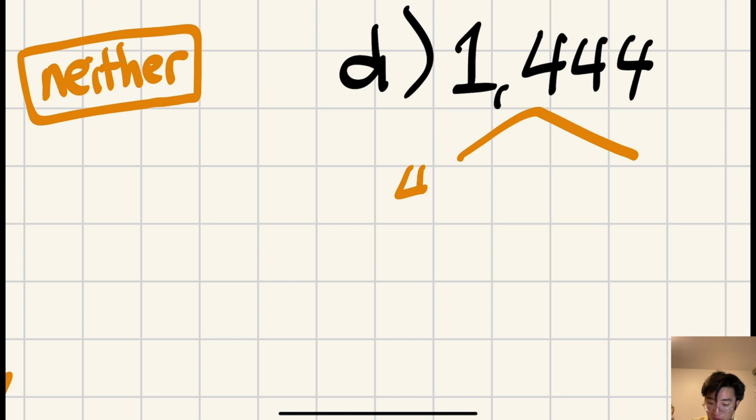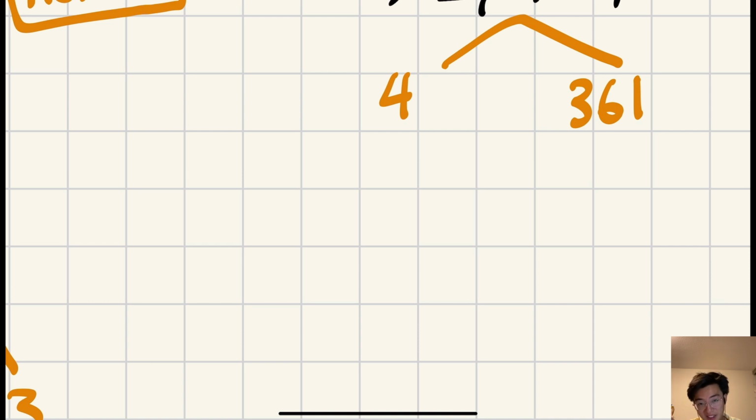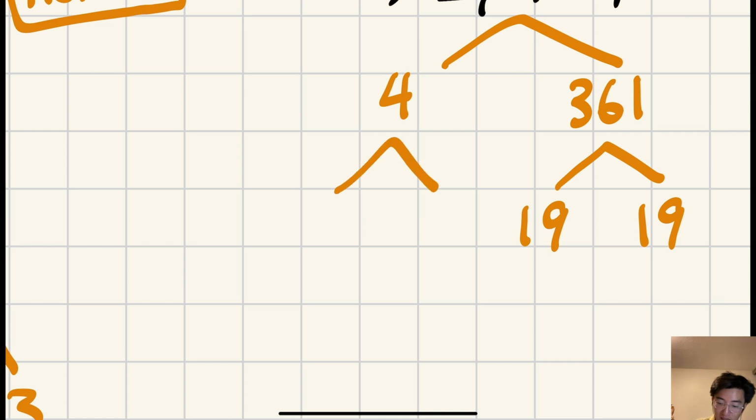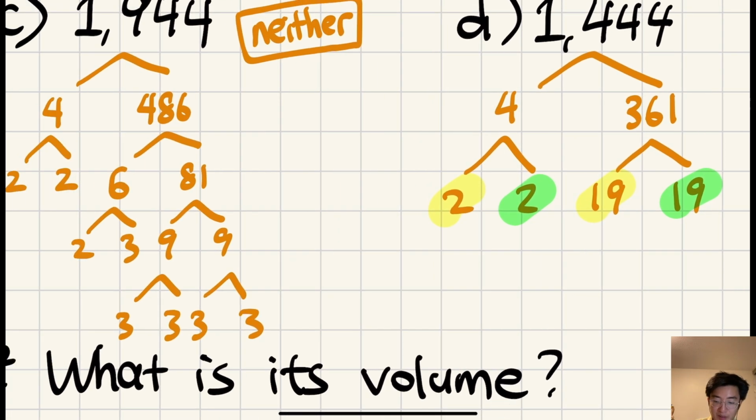Lastly, 1444, divisible by 4 because it ends in 44. That leaves 361. This is a really tricky one. If we keep going up the factors, we find out that 361 is 19 times 19, and the 4 is 2 times 2. This one is pretty clear. We have 2 and 19 in one group, 2 and 19 in another group, which means that 1444 can be square rooted because it can be divided into 2 different groups, into 2 times 19, which is 38.